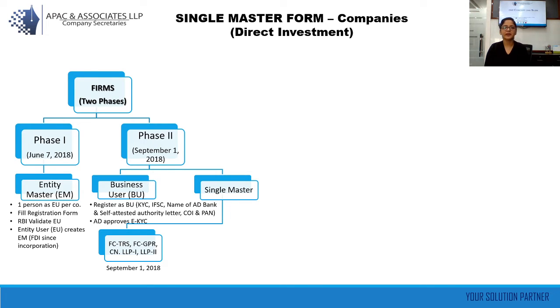The said 9 returns were made available in tranches, and they are: first tranche on September 1, 2018: Form FC-GPR for issue of capital instrument by an Indian company to a person resident outside India; Form FC-TRS for transfer of capital instrument between a person resident outside India and a person resident in India; Form LLP-1 for FDI in LLP through capital contribution and acquisition of profit shares; Form LLP-2 for disinvestment, transfer of capital contribution and profit shares in LLP; Form CN, issue or transfer of convertible notes.